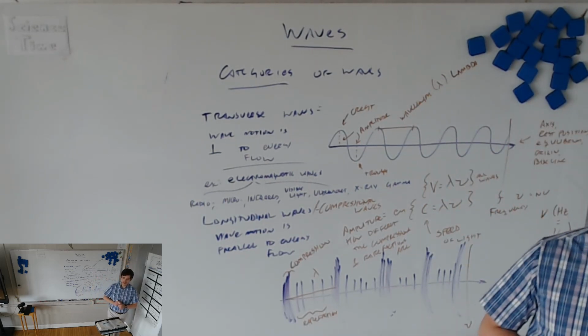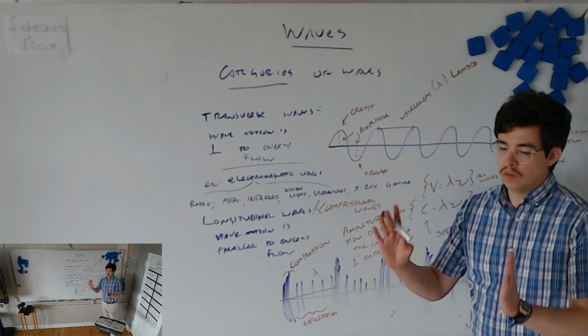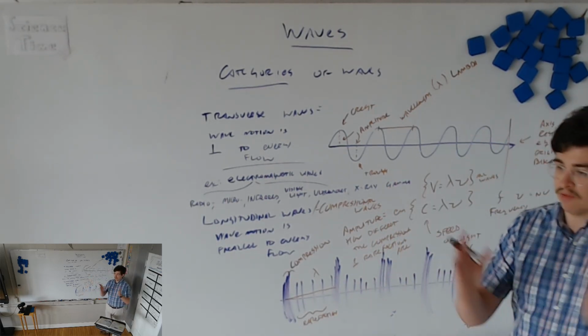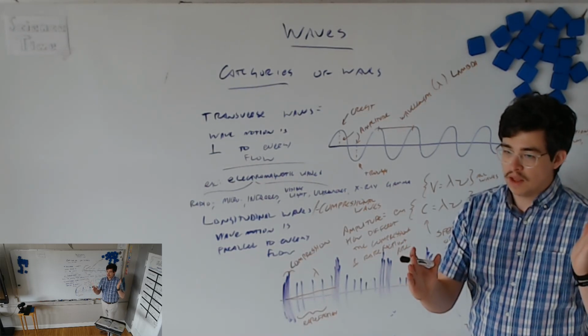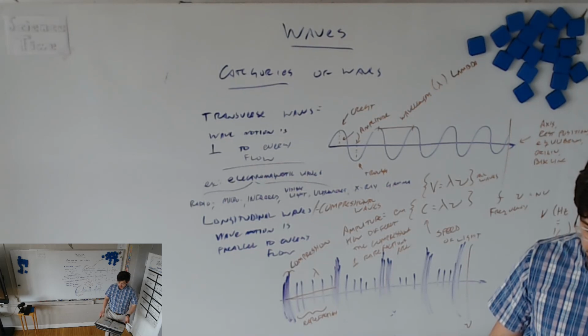So in a high amplitude longitudinal wave, the compressions would have a lot of matter in them, and the rarefactions would have very, very little, almost a vacuum. And in low amplitude, there'd be much less difference between them. That's the difference in sound volume.